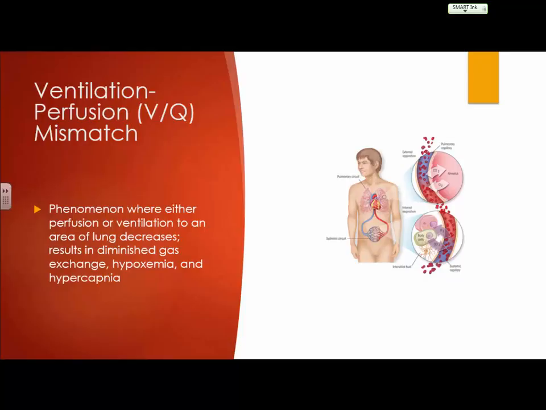But when you've got a VQ mismatch, the big deal here is that you're going to have diminished gas exchange, which will result in hypoxemia and hypercapnia. And so your CO2 numbers may not always just be affected by the rate of ventilation, right? If you think physiologically what's happening, well, that makes sense.